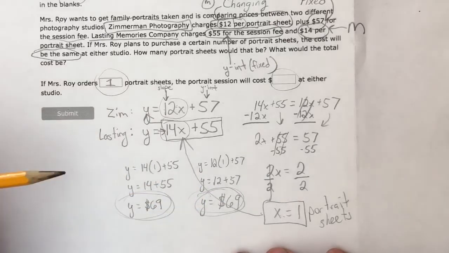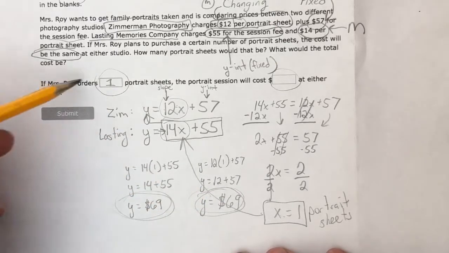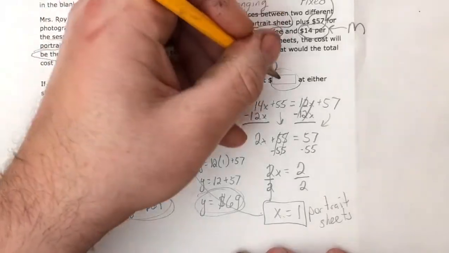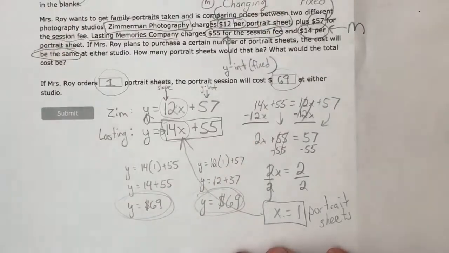So your final answer is that if Mrs. Roy orders one portrait sheet, the portrait session will cost $69 at either studio. Hopefully this helps.